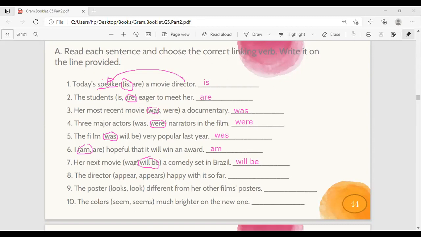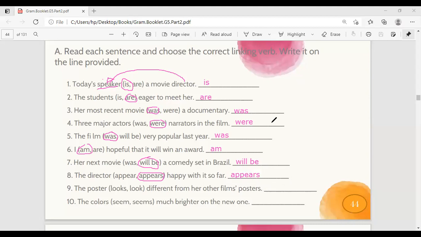Ali, continue number 8, please. The director appears happy with it so far. Appears. I have one director. Notice, guys, that we have the word appear. Appear doesn't include any action, so it's not an action verb, it's a linking verb. It's related to the senses because you can see what appears in front of you. We added s because we have one director. Thank you, Ali.